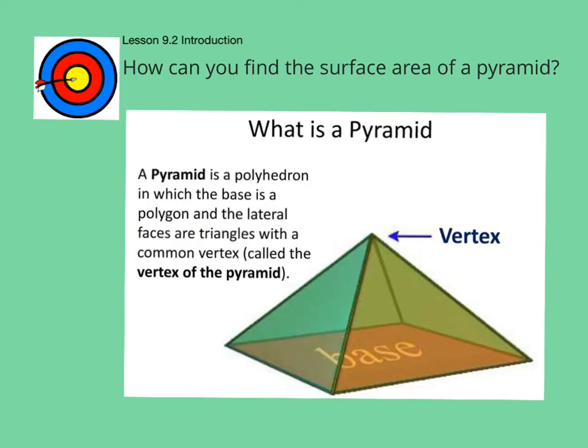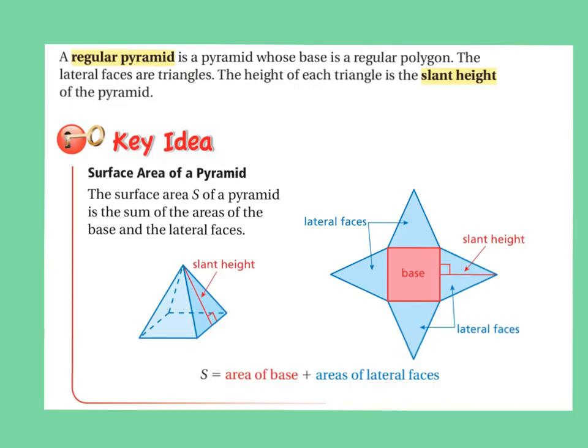All right, so going into lesson 9.2 today, we're going to look at how can you find the surface area of a pyramid. So a pyramid is a polyhedron in which the base is a polygon and then the lateral faces are triangles with a common vertex called the vertex of the pyramid. So here's just a little diagram for you to get that in your brain today.